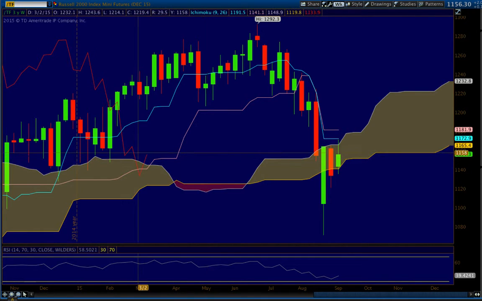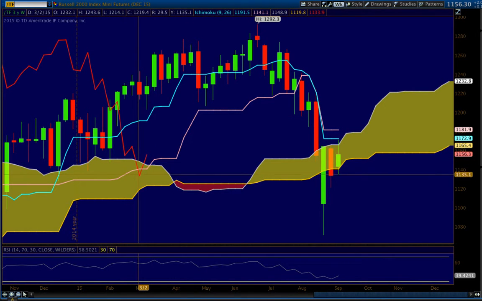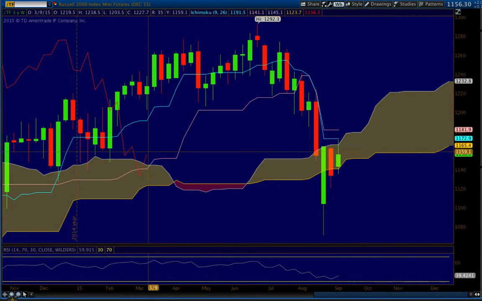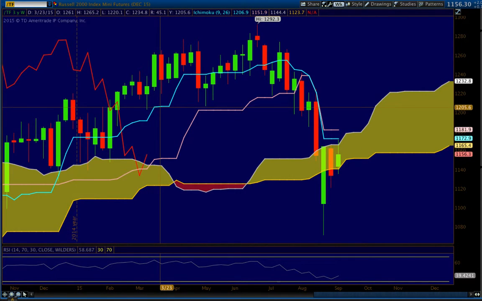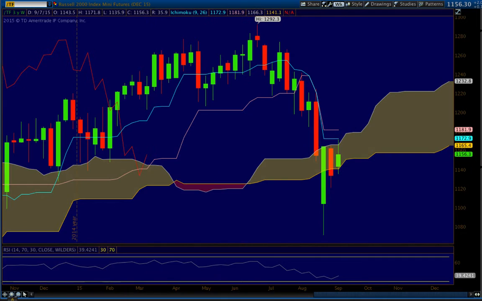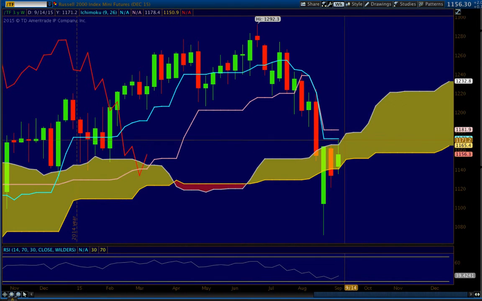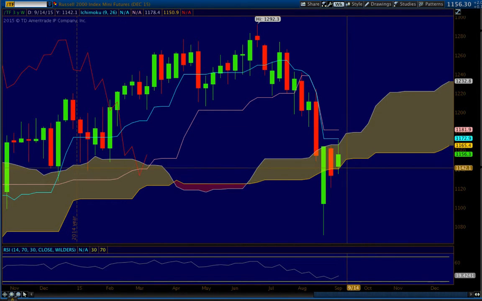The Chikou here has bounced above the cloud and above the Kijun-sen, so it has plenty of room to run higher, all the way up to approximately 1206. But we would need to get through the Tenkan-sen at 1173-ish and the Kijun-sen at 1182-ish.